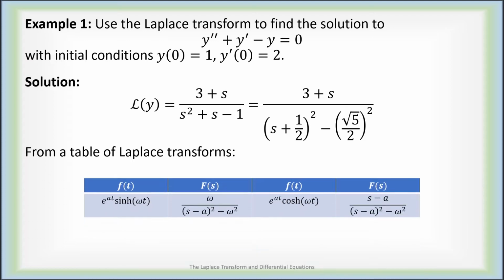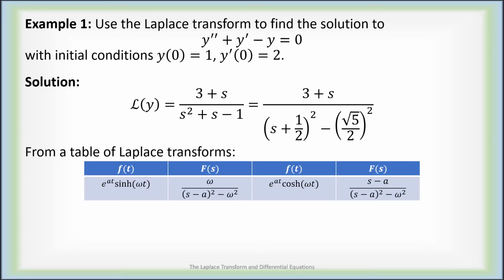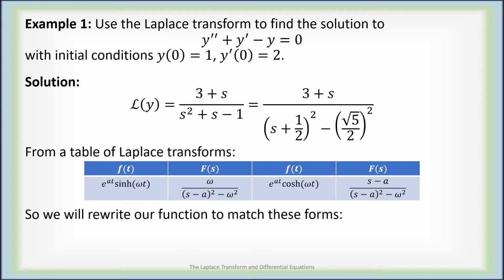So from a table of Laplace transforms, we find that shifted versions of hyperbolic trig functions give us these denominators of (s minus a) squared minus omega squared. However, our numerator should either be exactly omega, which was root 5 over 2, or s minus a, in other words, s plus 1/2. So we need to rewrite our numerator to match that general form. So instead of 3 plus s, we know we want s plus 1/2 to appear.